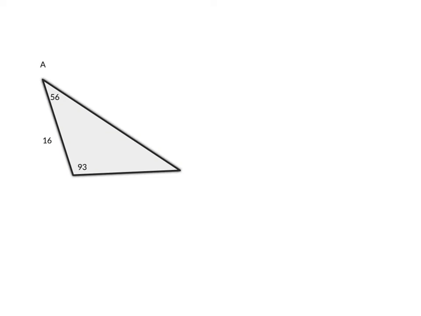For this triangle, we can see angle A is 56, angle B is 93, and angle C is unknown. Again, looking at our information, it goes angle, side, angle in that order. The first thing we want to do is use the fact that a triangle adds up to 180 degrees to find the measure of angle C.